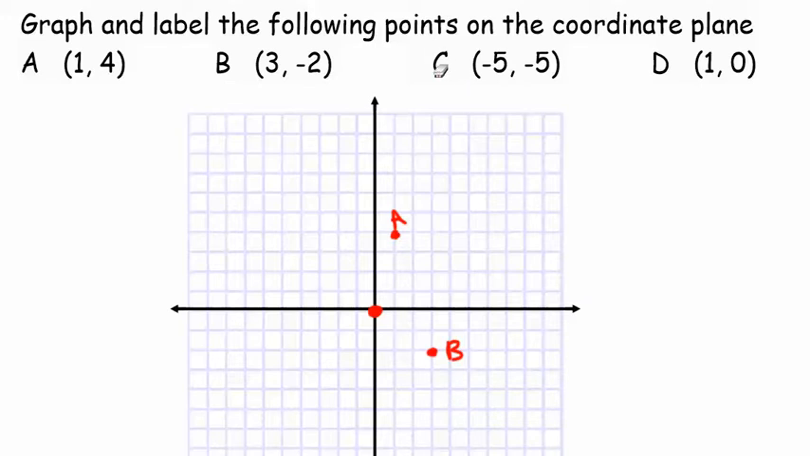Okay. Point C is negative 5, 5. So again, I'm going to start at 0, 0. I'm going to go to negative 5. So negative 5 would be to the left. 1, 2, 3, 4, 5, negative 5, and then down 5. 1, 2, 3, 4, 5. So that's C. Okay. And then D is 1, 0. So I'm going to go over 1 and then up or down 0. So I'm not going anywhere. So that's actually going to be right on my x-axis.